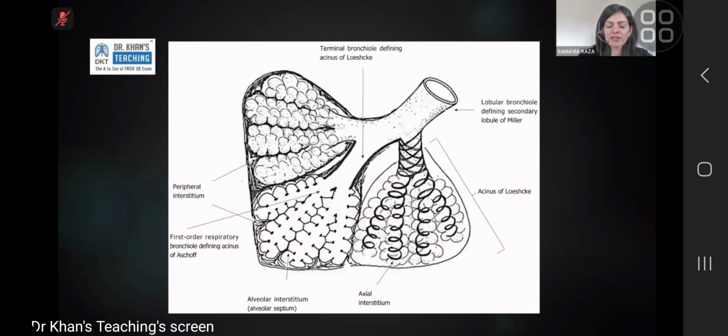So if you remember from the first session, this is the airspace anatomy, basically. So this is the end airspace that fills up. This can fill up with many different substances, and when it fills up with exudate or pus or infective process, inflammatory cells, that's called infective consolidation. But consolidation doesn't always mean infection, and that's the most important message I want you to take from this lesson today: when you say consolidation, it doesn't imply infection.